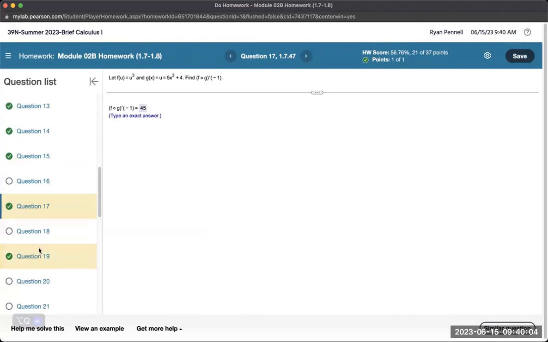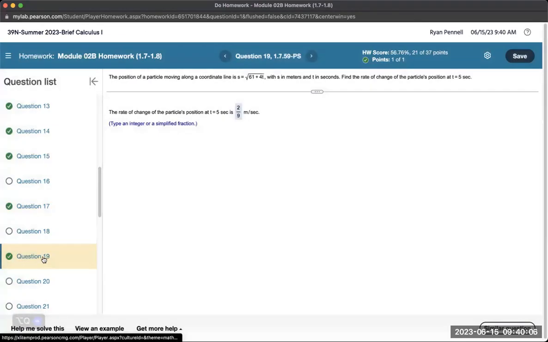Let's clear this. And here we have a first word problem. The position of a particle moving along a coordinate line is s equals root of 61 plus 4t. So they're telling us the position. s is in meters, t is in seconds. Find the rate of change at t equals 5. Rate of change, that's what we've been talking about. Find the derivative.